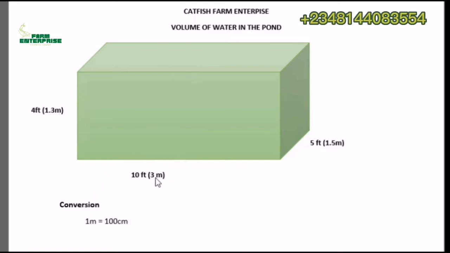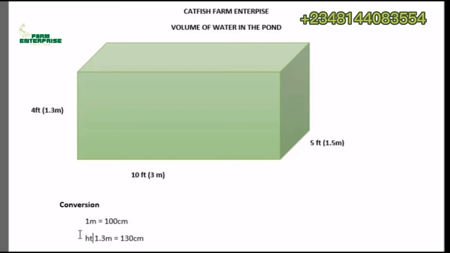And if you look over here, we have a conversion table whereby a meter is equal to 100 centimeters. So we'll start the calculation. Now, for our height, we have 1.3 meters, which is equal to 130 centimeters, like you see in the conversion over there. So this is for the height of the pond.